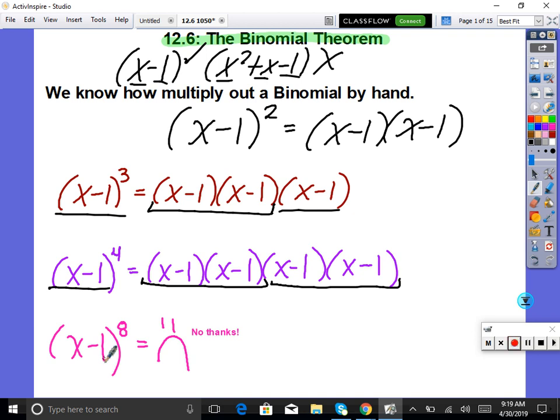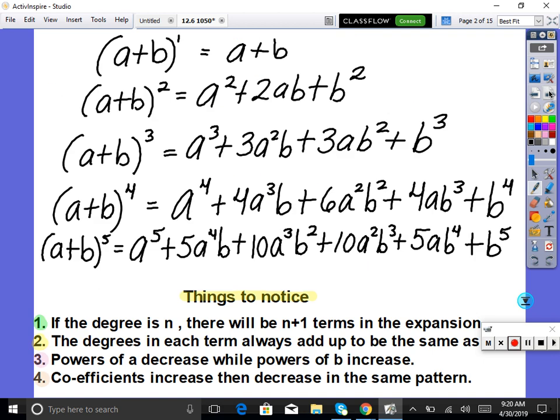So if I asked you to multiply out x minus 1 to the 8, you would say no thanks, until you learn today's lesson. We're going to learn a quicker, faster, much more efficient way of multiplying out binomials. So don't write this down.